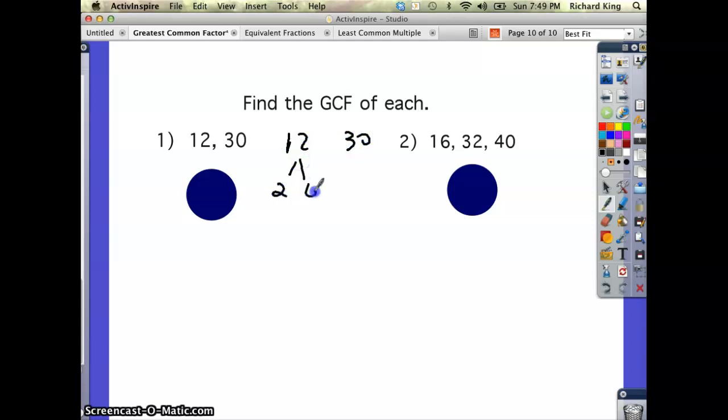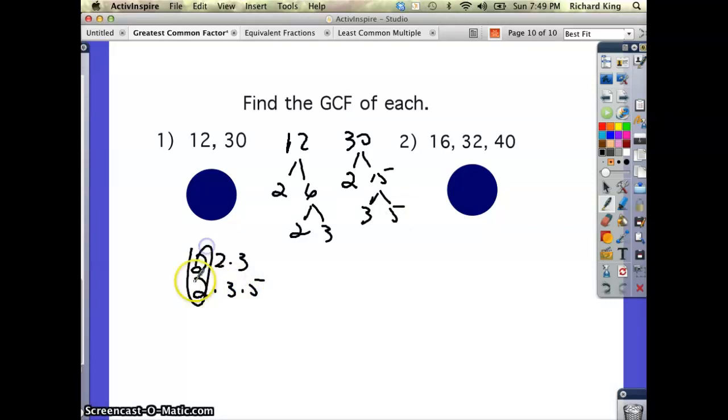12, let's see, 2 and 6, and 2 and 3. So we've got 2 times 2 times 3. 30, 2 15 times, and then 3 and 5. So you have 2 times 3 times 5. Again, group what they have in common. So 2 times 3, so 6 is our greatest common factor using prime factorization.